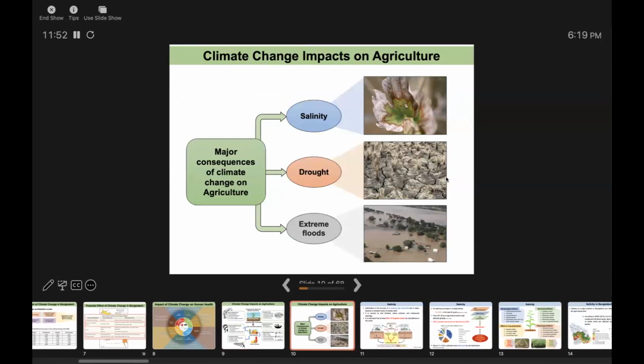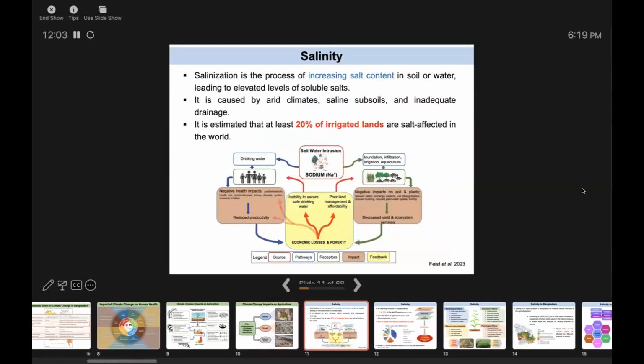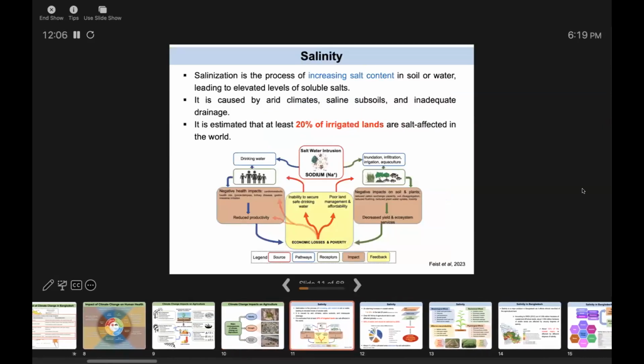The major consequences most impacting agriculture are salinity, drought, and extreme flood. Salinity increases the salt content of the soil or the water used for agricultural land. Arid climate, saline subsoils, and inadequate drainage systems also cause salinity. Particularly in the southern part of Bangladesh, saline water from the sea intrudes and causes salinity of inland water bodies, ultimately increasing the salinity of the cropping areas.